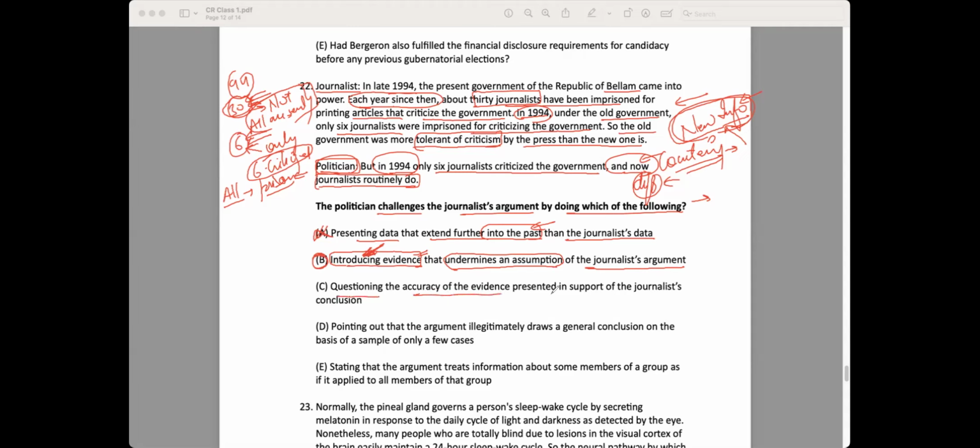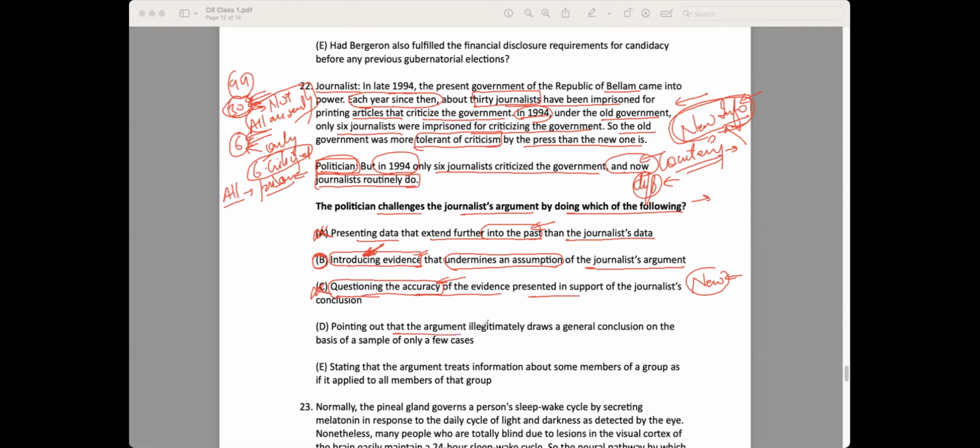Questioning the accuracy of the evidence presented. The politician is not questioning. The politician is not saying that the evidence put forth is wrong. No, he's putting new evidence. He's not saying that these numbers quoted are wrong. The numbers quoted are not wrong. Okay. The politician is not saying that the numbers that you quoted are wrong. No, he's picking new information.